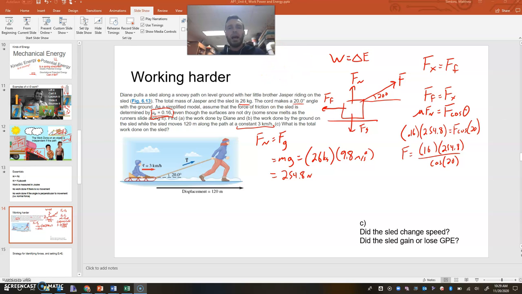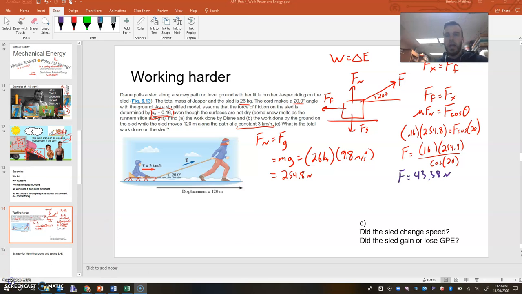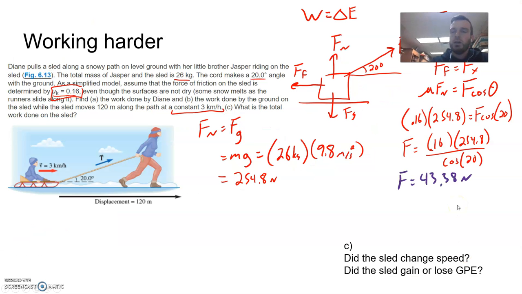All right, so now that we have this established here, we know what our force is, we can figure out how much work Diane is doing on the sled. So I'm going to take my magic calculator here and drop my numbers in, and whoosh, we got the force. The force is 43.38 newtons that Diane is pulling with. Now, it says the work done by Diane. Now, here's the thing. Diane's force is actually this way. That's the one we solved for, the overall force.